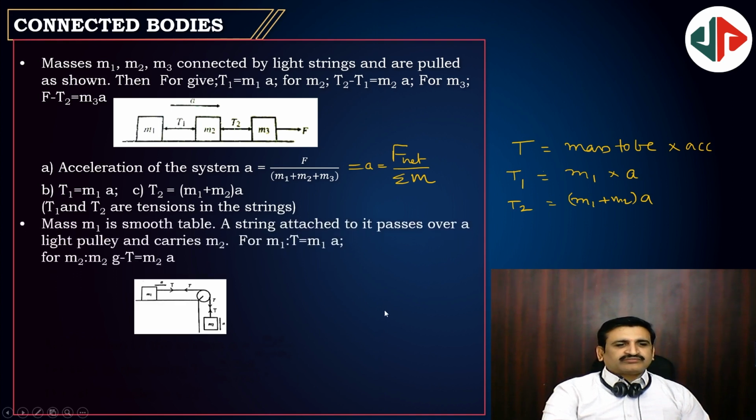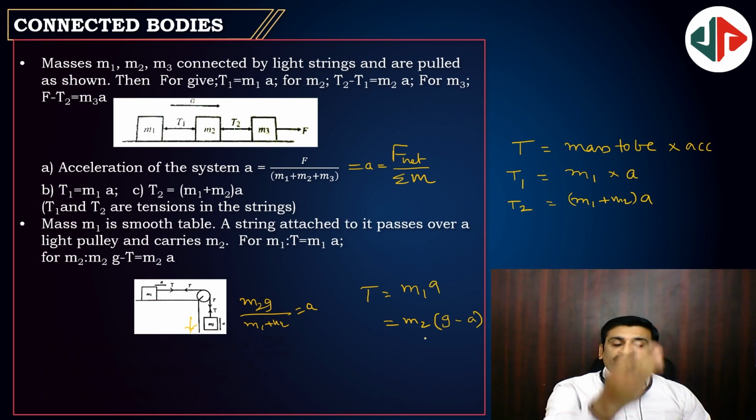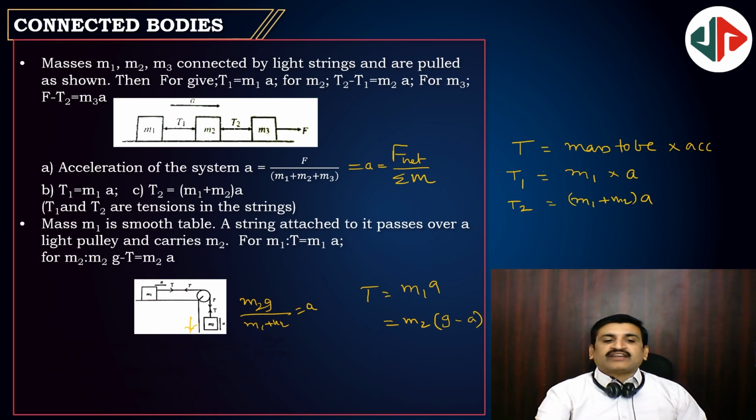Next, suppose in this type of system, acceleration is as usual. What is that? Net force applied is m2g. In this case, net force applied is m2g by total mass m1 plus m2. That will give you the acceleration. And tension T is simply m1a you can write, or for m2, this mass is going down, so the tension is equal to m of g minus a. If the mass is lifted up, then you have to take m of g plus a.